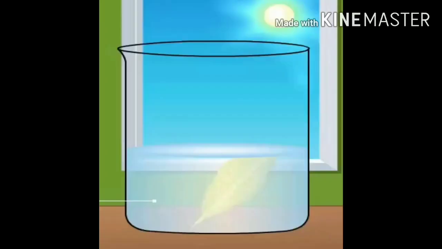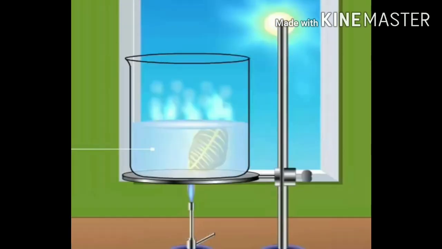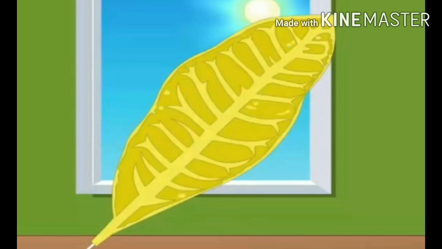Dip the leaf in boiling water for a few minutes. After this, immerse it in a beaker containing alcohol. Carefully place the beaker containing alcohol in a water bath and heat it. What happens to the color of the leaf? The leaf becomes colorless because chlorophyll dissolves in alcohol.